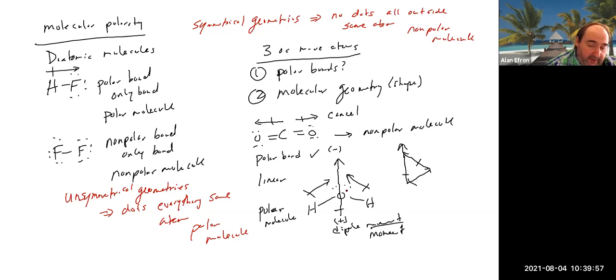So for example, if we look at water, I see dots, and everything on the outside is the same, so it's a polar molecule. If I look at this one here, when I look at the Lewis structure, I see no dots on the central atom. Everything on the outside is the same, so it's going to be a non-polar molecule.